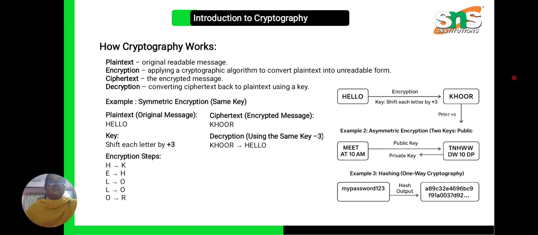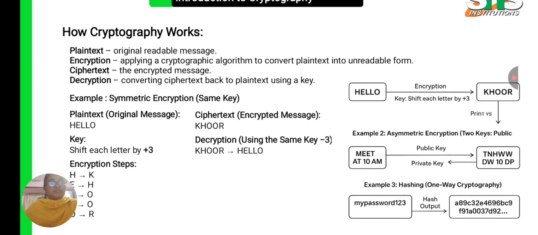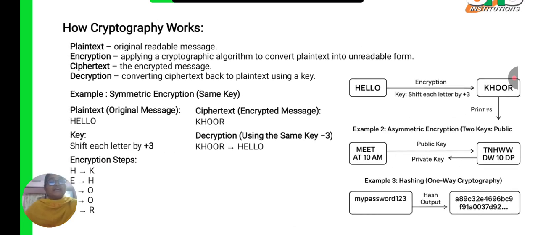First, the original message is called plain text. Encryption converts the plain text into ciphertext using a key. Decryption converts the encrypted message back into plain text. For example, the plain text HELLO becomes KHOOR or some other text using a simple shift key. This example shows the movement of characters from hello, via encryption, to the ciphertext.